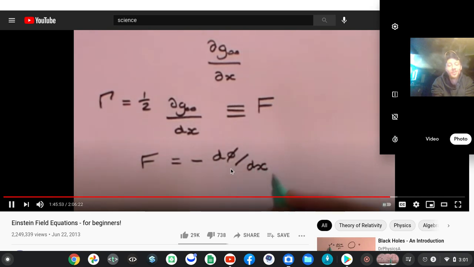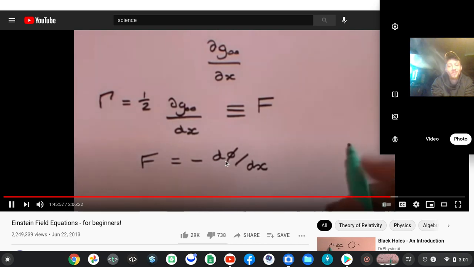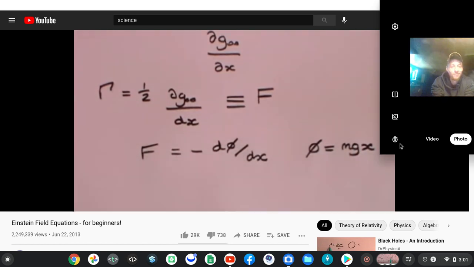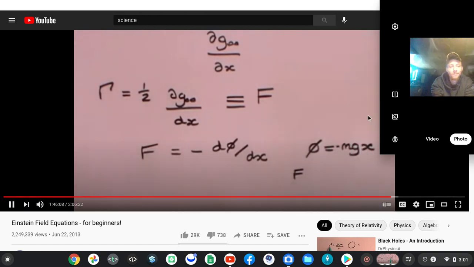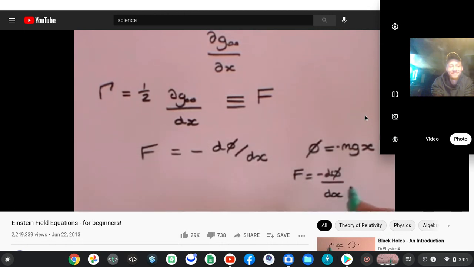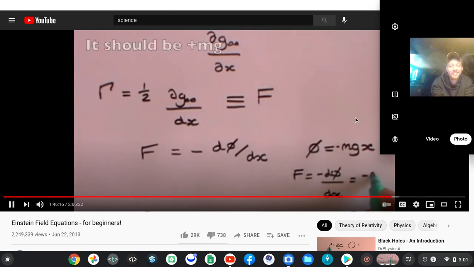For example, if the potential energy near the Earth of a body is equal to mgx, where x is the height above the Earth, then the force will be minus d phi by dx, which equals minus mg.